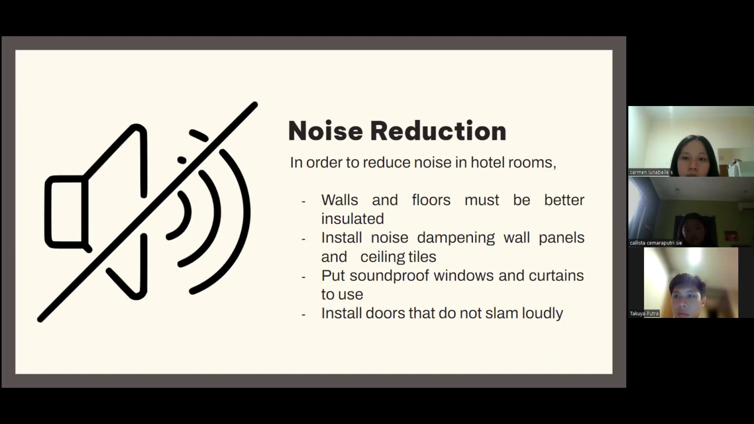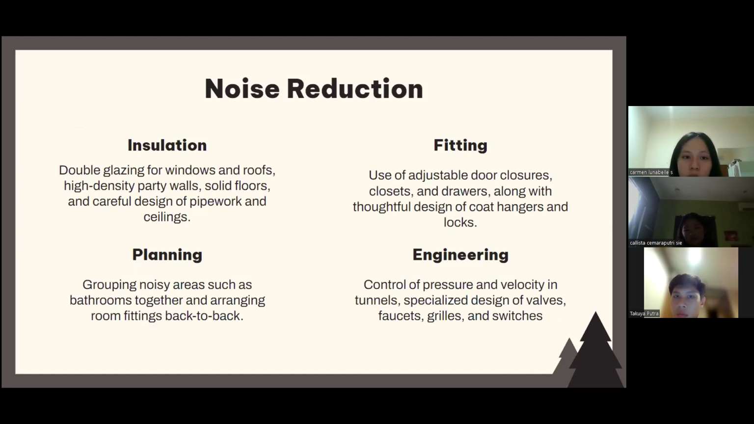Now moving on to noise reduction. So in order to reduce noise in hotel rooms, the walls and floors must be better insulated, install noise dampening wall panels and ceiling tiles, put soundproof windows and curtains to use, and install doors that do not slam well. These are the different types of noise reduction.